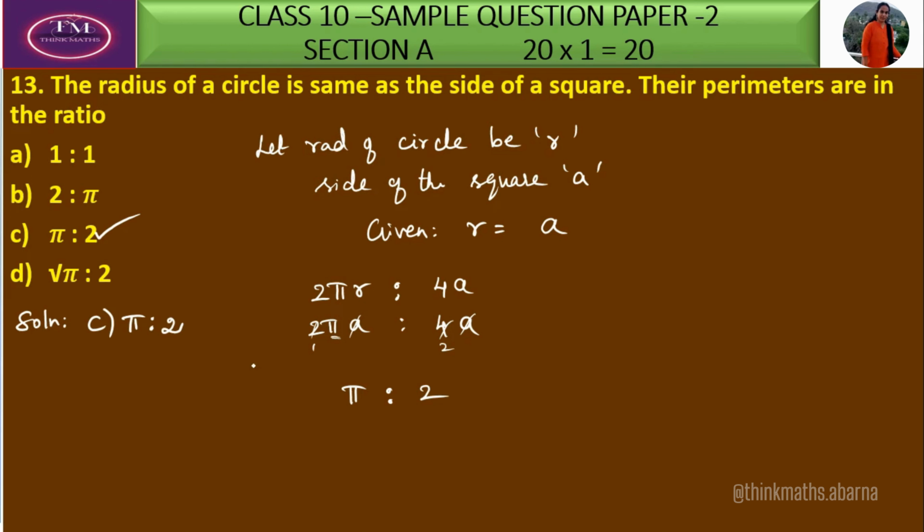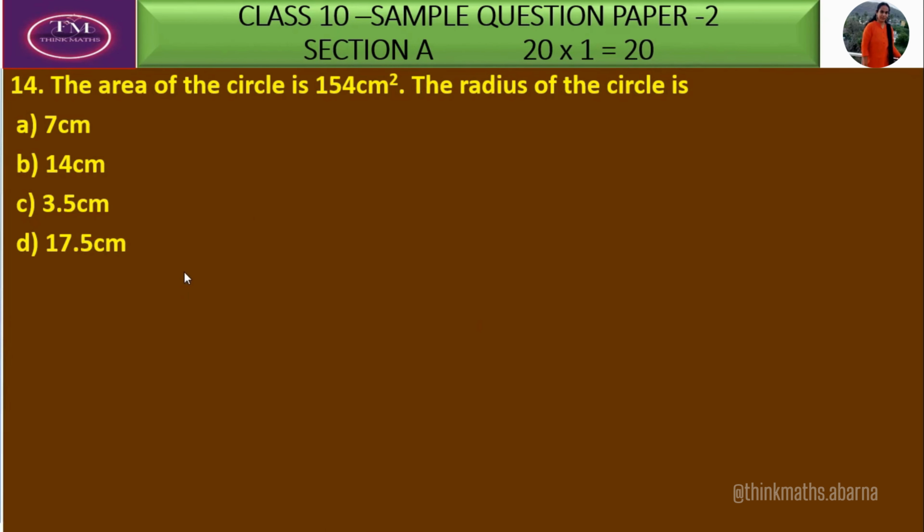Okay, children? So moving on to the 14th question. The area of the circle is 154 centimeters square. Then the radius of the circle. So what is the area of the circle? Area of the circle formula is pi r square, r is the radius. So pi r square value is given as 154. So pi value is 22 by 7 into r square equal to 154. So r square equal to 154. What is in the denominator? It is 7, so it will come to numerator. What is in the numerator? 22, so it will come to denominator.